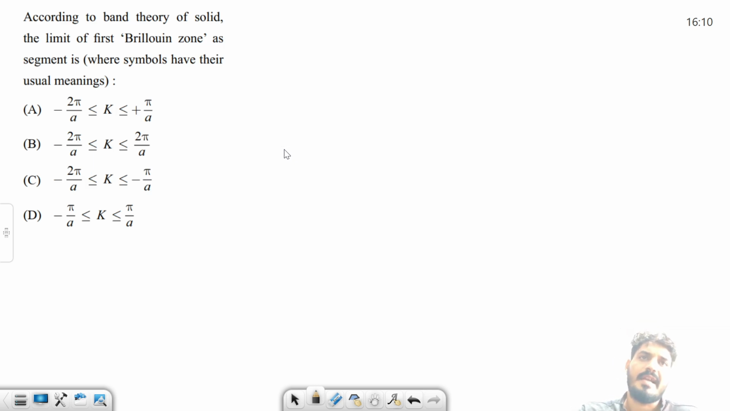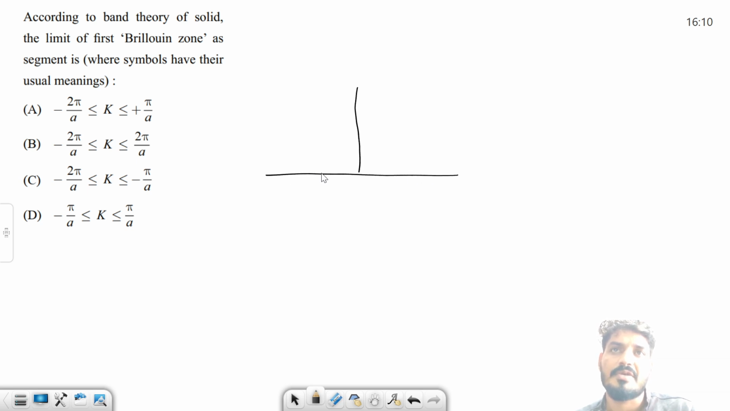This is a very simple and straightforward question. According to the band theory of solids, what is the limit of the first Brillouin zone? It's a very simple question. You know, according to the band theory, our band is like this. Fine. These are our bands. This is minus pi by a to pi by a. This is K, this is energy. This is the E-K diagram, right?